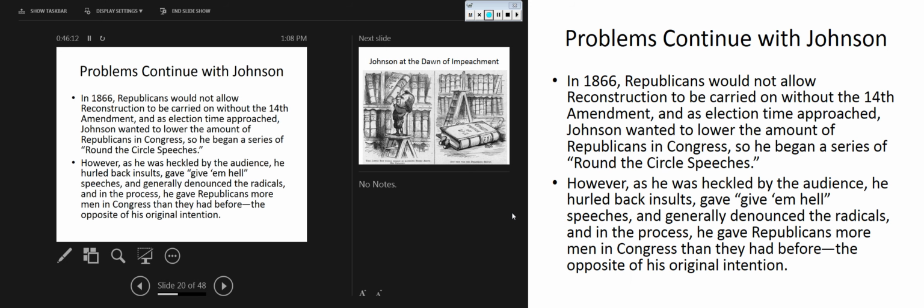So keep in mind that Johnson has to be reelected, right? He didn't get elected in the first place, but if he wants to get reelected, he's going to have to go on a campaign speaking tour. So he goes on what is called the Swing Around the Circle speeches, by rail mostly, from town to town, but just like what we've witnessed in recent years, he's heckled, right? By people in the crowd.